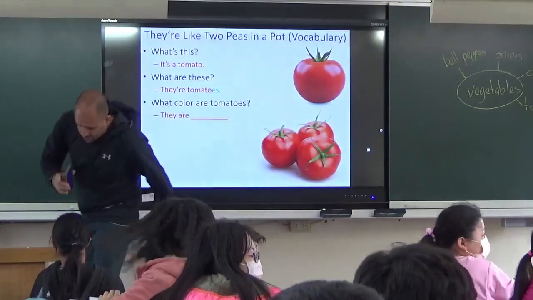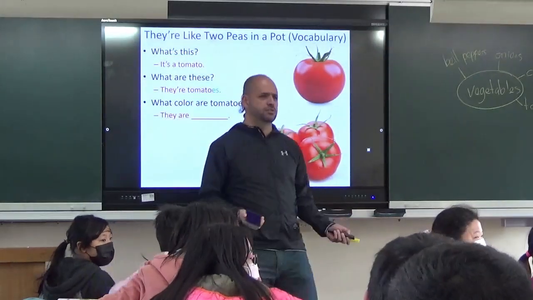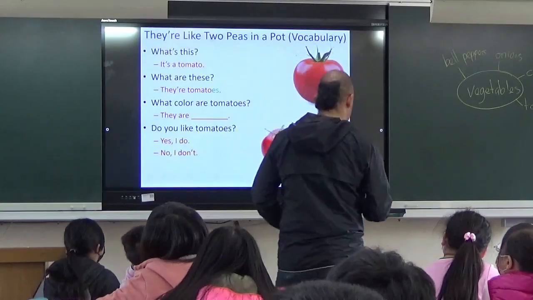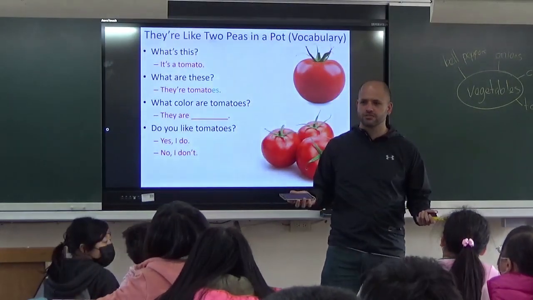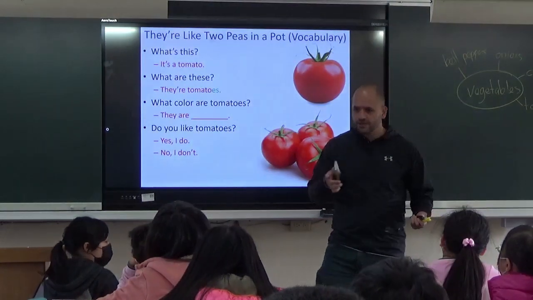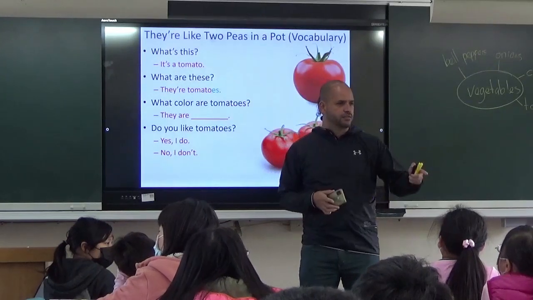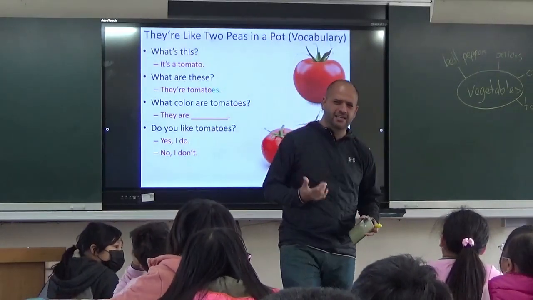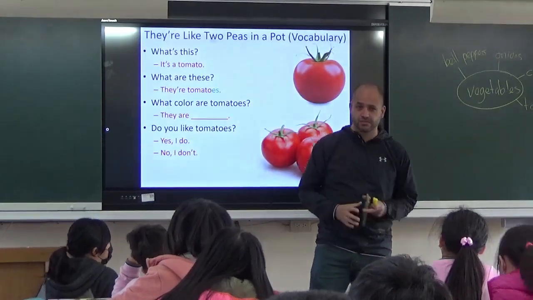Number four, Jack. What color are tomatoes? They're red. Good job. And have you ever seen any other colors? Blue tomatoes? Yellow. Ah, yes. Maybe. Green. Yes, I've seen green tomatoes in the U.S. where I come from. I've seen little green tomatoes.